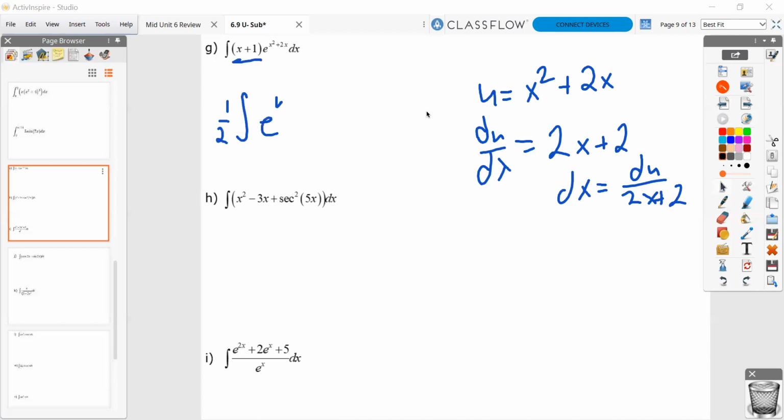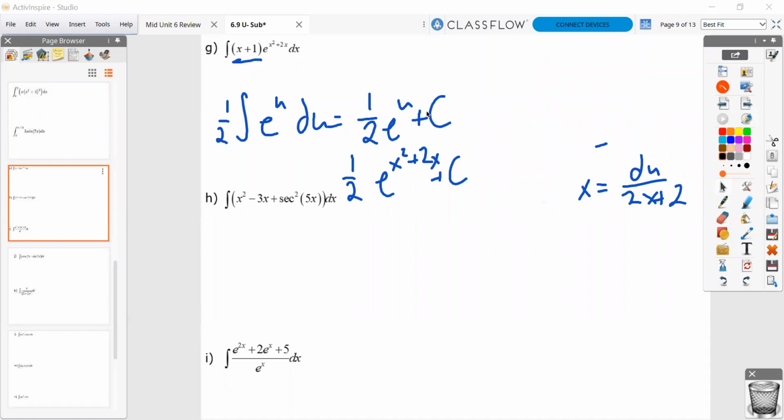So now this becomes 1/2 e to the u du, which is super easy to integrate because the antiderivative of e to the u is just e to the u. So this becomes 1/2 e to the u plus c. And our last step is, hey, plug u back in. So 1/2 e to the x squared plus 2x plus c. Technically, the 1/2 applies to the c as well, but we don't really care about that because it's a constant, and if you multiply a constant, it's still a constant. So not something to worry about.